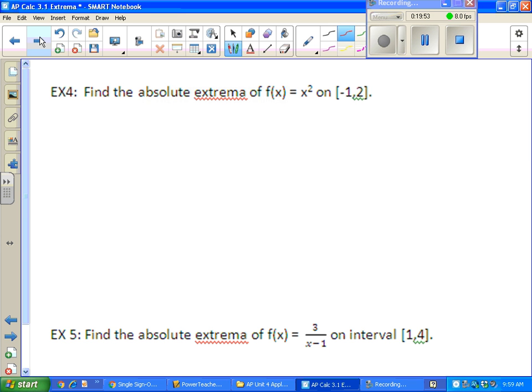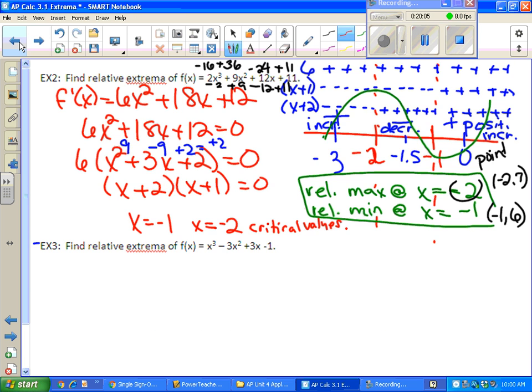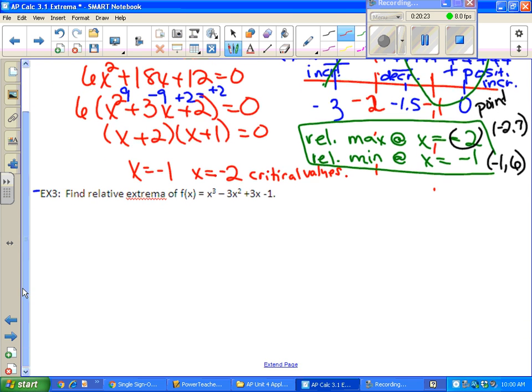Okay. Let's do one. Find the absolute extrema of the function x squared on negative 1 to 2. So we skip 3 only because 3 is very similar to 2 because it's cubic. This is also cubic, so you would be repeating these steps. I'll tell you the answer so you can go back and check. Oh, we do need to do that one. All right. Let's do it.